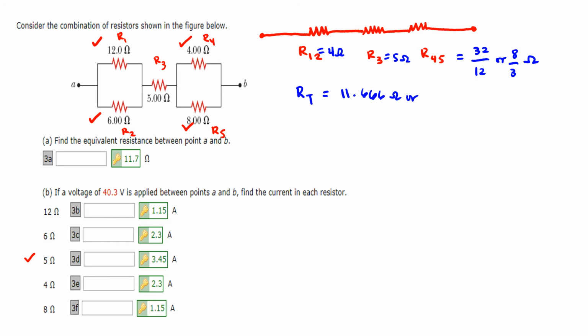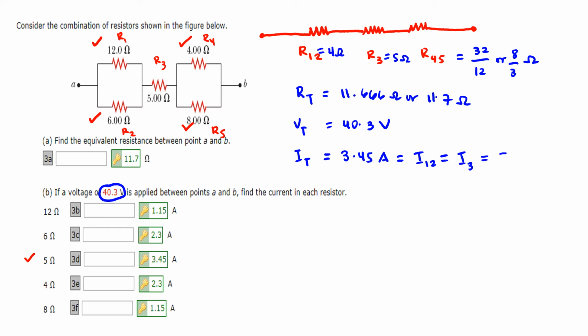We also have solved for the total resistance RT, and that is equal to 11.666 ohms or 11.7 ohms. And our total voltage is given as 40.3 volts. Okay, 40.3 volts, and we were able to solve for our current to be 3.45 amperes, and this is just equal to the current through resistors 1 and 2, current through resistor 3, and current through resistor 4,5, mainly because resistor 3 and resistor 4,5 are in series.